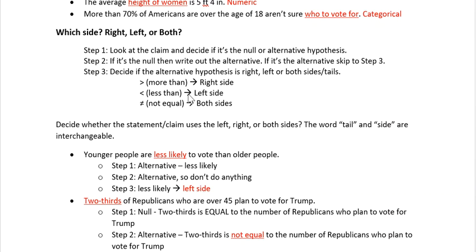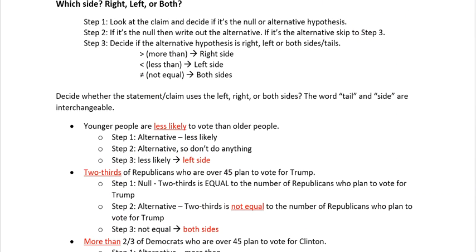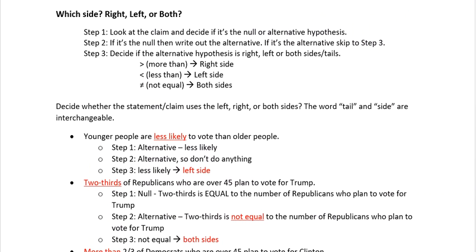The next one is for the null and alternative hypothesis, and that's deciding which side: right, left, or both. And by side, what we're referring to is tail. So here it even says sides and tails. Those can be used interchangeably. So which side, and this is how you determine it.